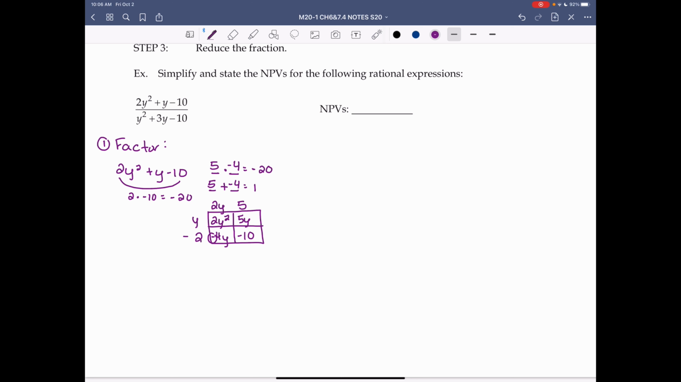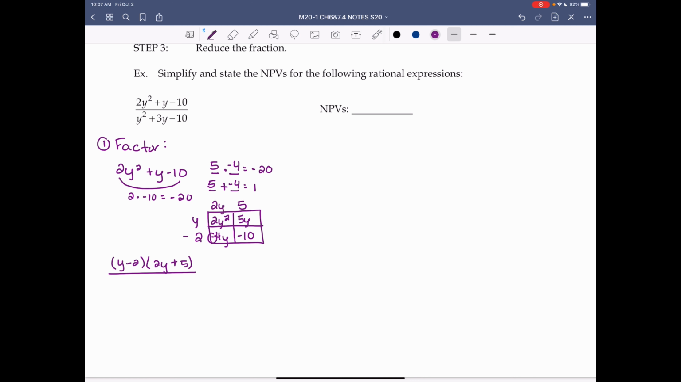Notice for the columns, the common factor is not negative. That's because the negatives in each column is at the bottom of the column. It needs to be at the top of the column if my common factor would be negative. So we get the numerator factors to y minus 2, 2y plus 5.